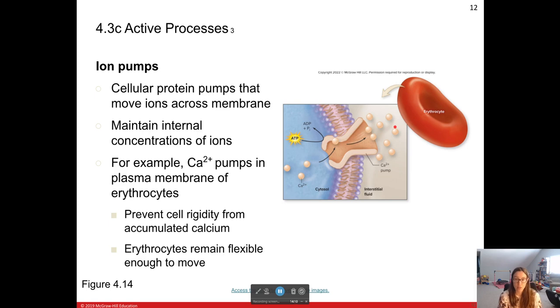If we have too much calcium in one spot, it can start calcifying and cause the red blood cells to become rigid, and we don't want that. They need to be really flexible so they can get through those really tiny blood vessels. By pumping the calcium out, the red blood cells, or erythrocytes, remain flexible enough to move and get through those little capillaries.